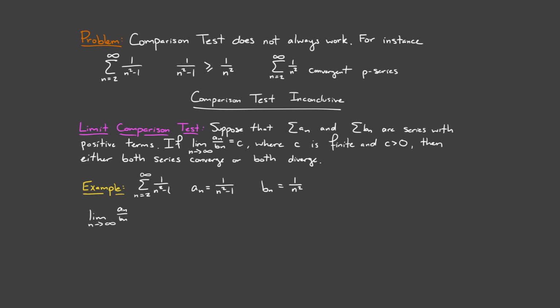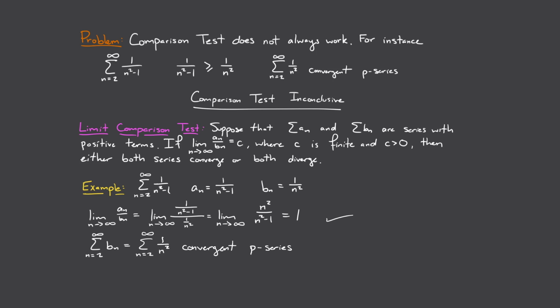Now we take the limit of an over bn, and after some simplification, we get the limit of n squared over n squared minus 1, which goes to 1. Therefore, these two series satisfy the limit comparison test, and so they either both converge or they both diverge. But we know that the sum of 1 over n squared is a convergent p-series, and so our series converges as well by the limit comparison test.